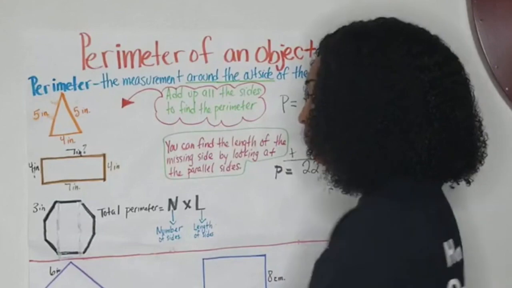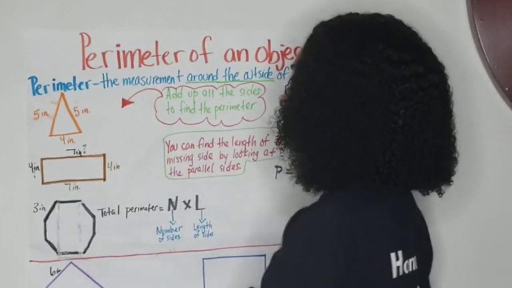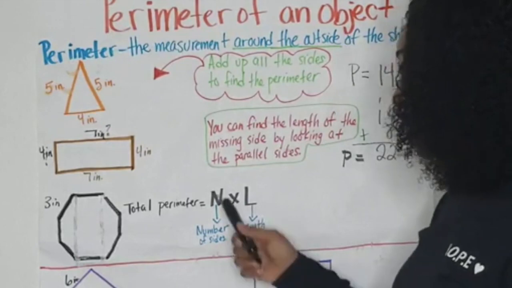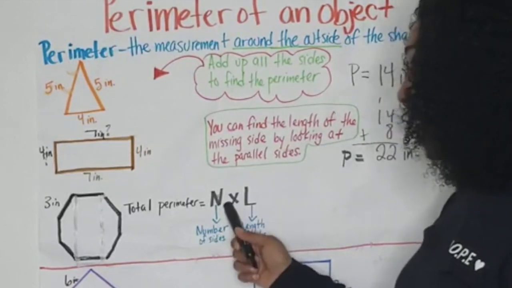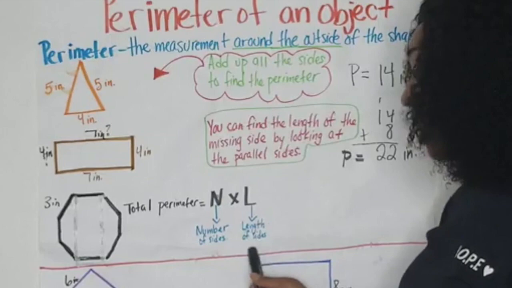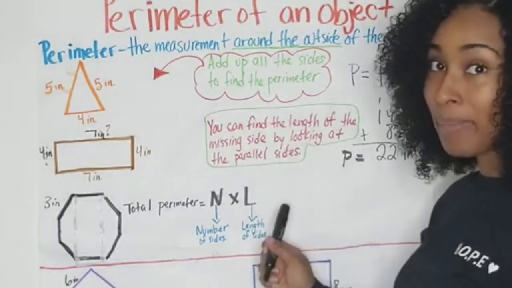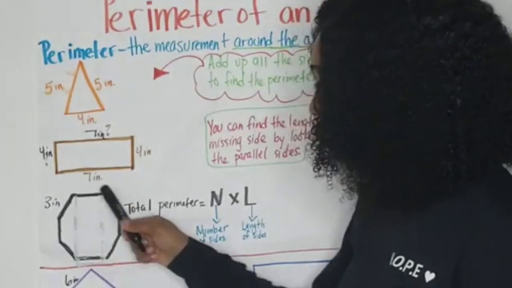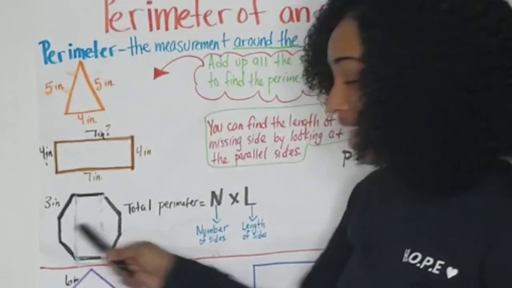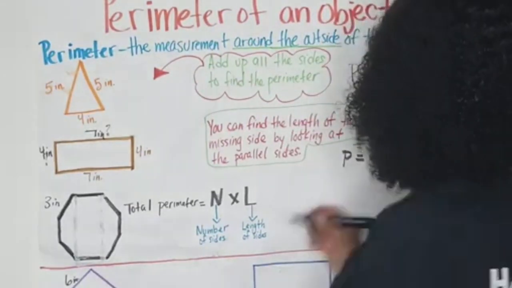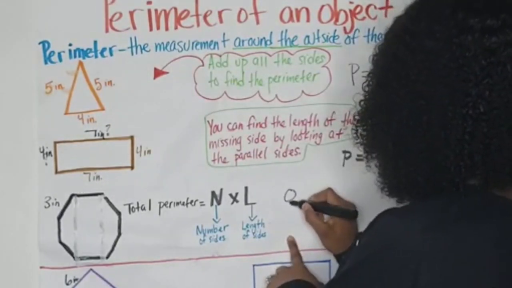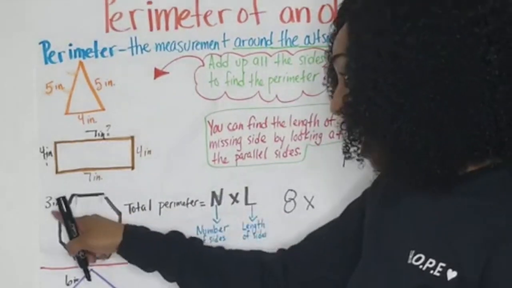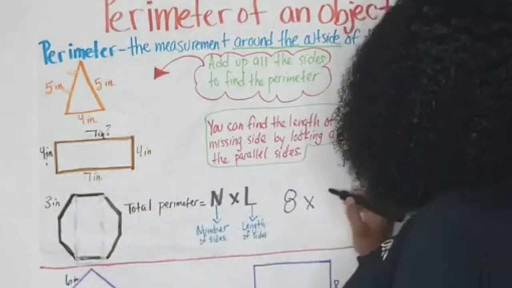If I'm going to figure out the perimeter of this regular polygon, this is how I figure it out. I multiply the number of sides times the length of the side. Watch what I mean. Number of sides. That's 1, 2, 3, 4, 5, 6, 7, 8. We already know that I have 8 sides. So I'm going to do 8 times, what's the length of the side? I already see it's 3 inches.